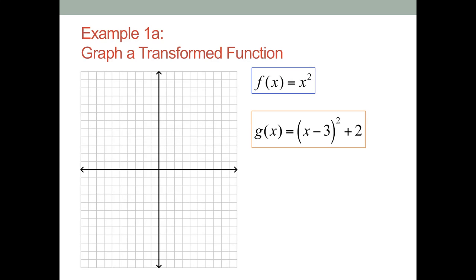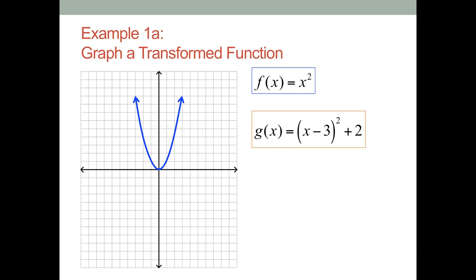All right, so let's put some of this into practice. We have an f of x parent function of x squared, and we want to create a new g of x function, which is x minus 3 quantity squared plus 2. Okay, so let's start by thinking about the parent. This is what the f of x equals x squared graph would look like. This is what we saw just a couple of minutes ago. This is what you should have seen in your calculator activity.